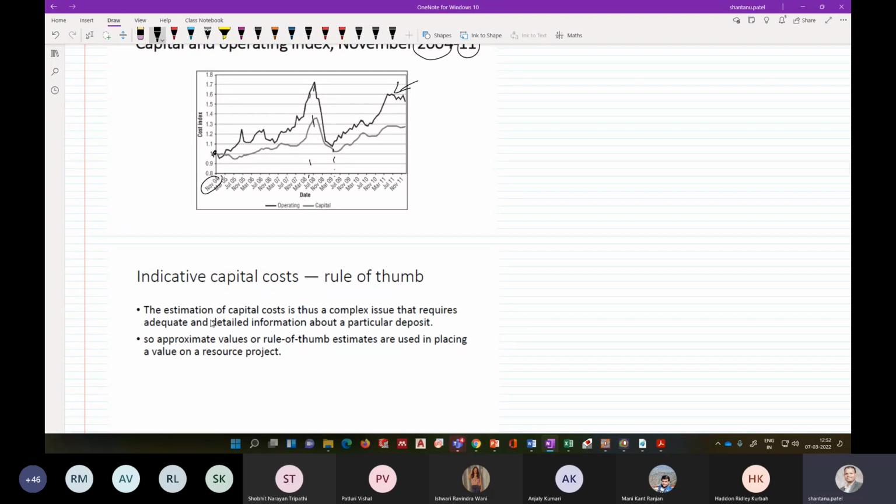The estimation of capital cost is thus a complex issue that requires adequate and detailed information about a particular deposit. So before going for capital cost estimation, you need adequate and detailed information about the particular project or deposit. Approximate values or rule of thumb estimates are used in placing a value on a resource project. So if you just want to have a look, or maybe if you don't have this kind of information, we go for rule of thumb. Okay, and we'll see how we do that.